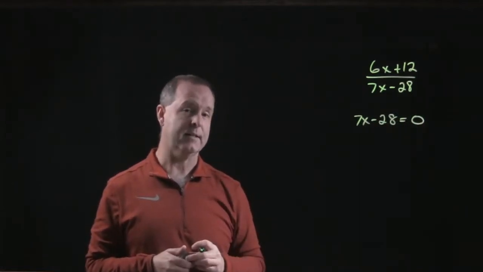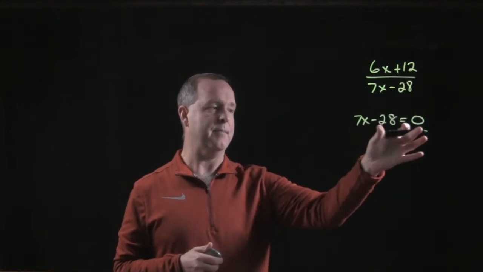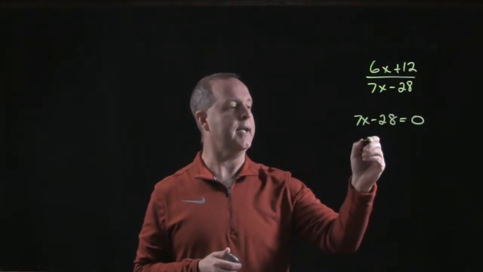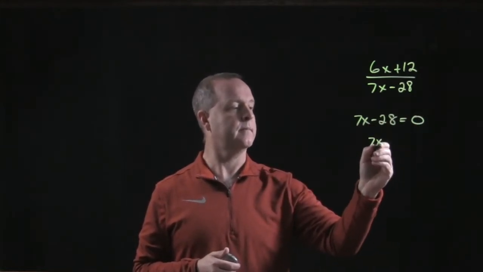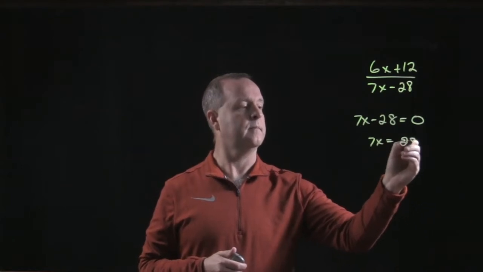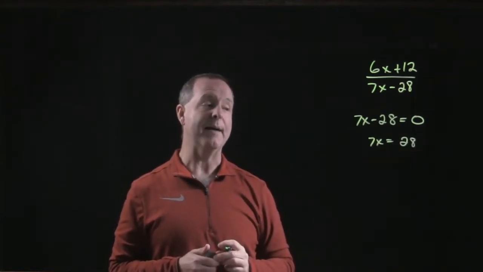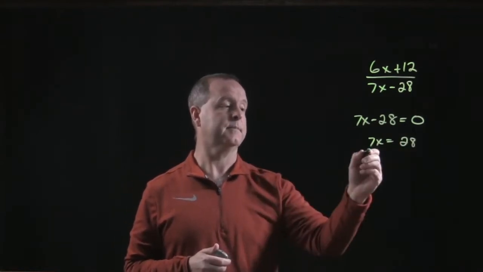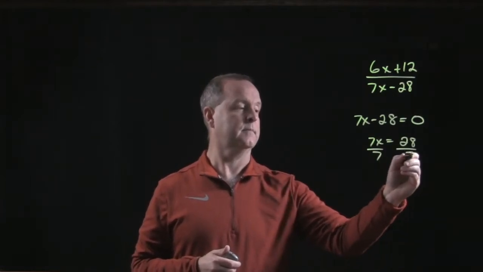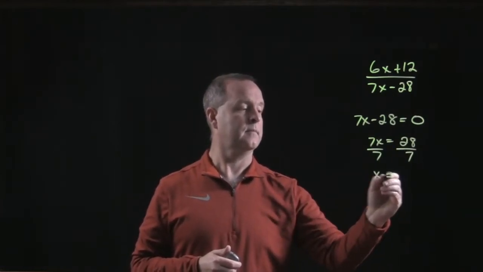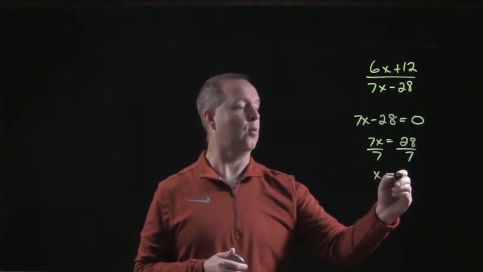To find that out, let's set the denominator equal to 0. Solving that for x, as a whole statement is equal to 0, we can add 28 to both sides. We can divide both sides by 7. And I'm left with x equals 4.